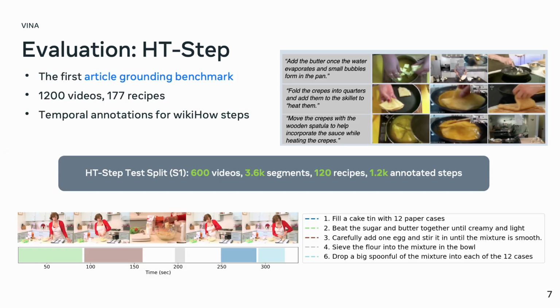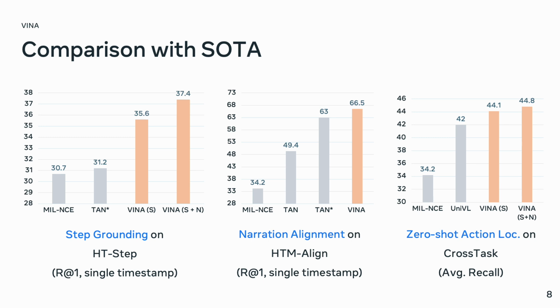To evaluate our approach, we introduce a new benchmark called HT-STEP. We collected article step grounding annotations for 1,200 videos from HowTo100M. Our test split contains 120 recipes and 1.2K annotated steps. We evaluate models with a recall metric based on a single timestamp prediction.